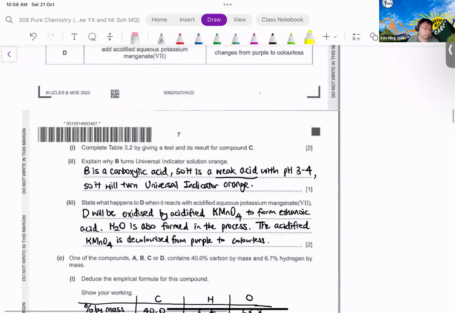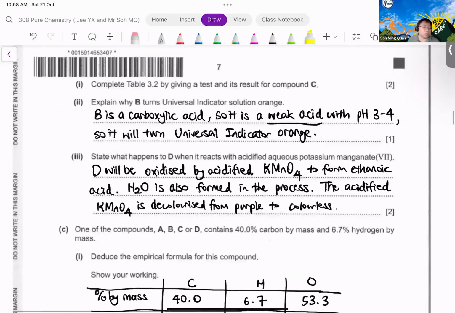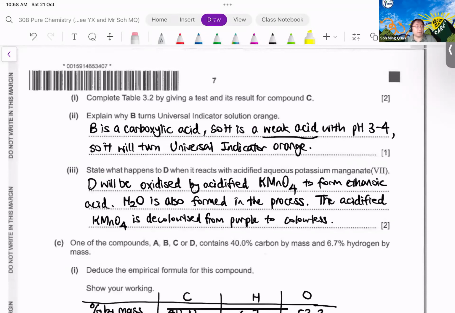Next. The next part, I think most of you could do most of it. I think most of you just left out part 2. Why does it turn universal indicator orange? Hello? They don't just want you to say there's a carboxylic acid. If they wanted you to say there's a carboxylic acid only, then they wouldn't say orange. Orange means it's a weak acid.